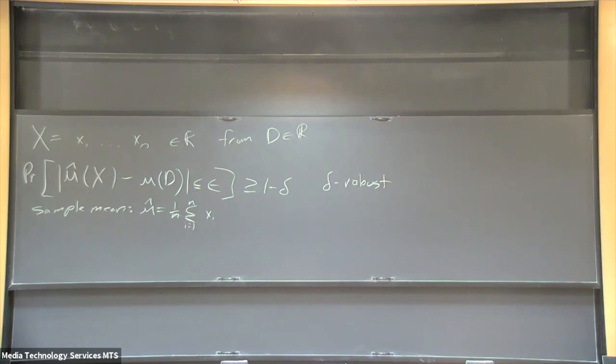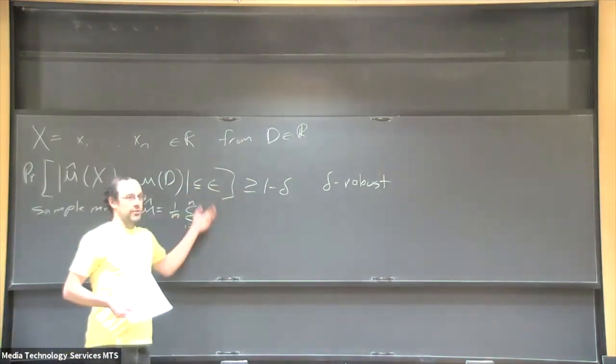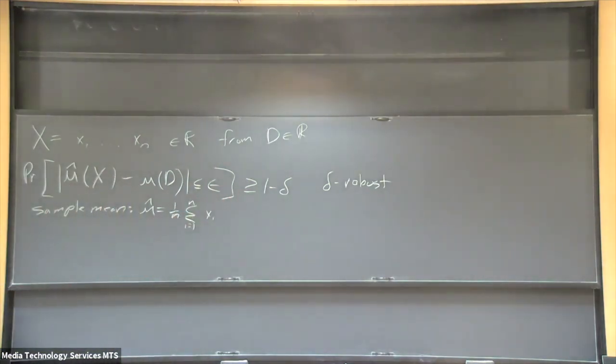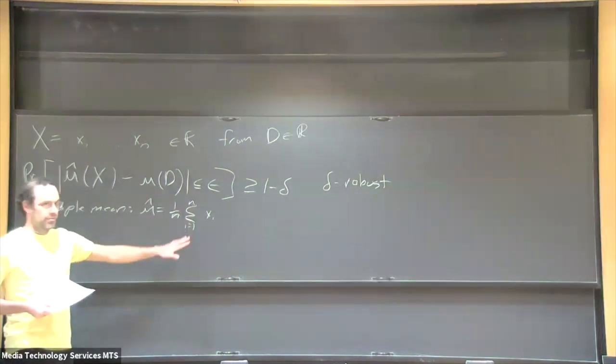So in one dimension, this problem remains open. Again, I'm trying to convince you this is actually a basic problem. It's a problem that you would have assumed someone would know the answer to, right? There's nothing weird about the setup here. The only slightly weird thing is this epsilon delta dependence, but I think it's a natural way to ask this question. So the sample mean, again, you had n samples in one dimension.